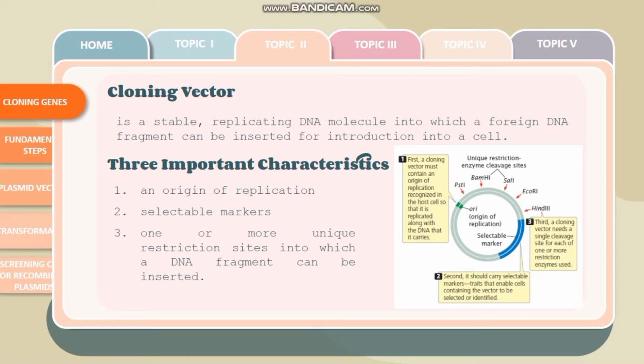So an effective cloning vector has three important characteristics. The first characteristic is an origin of replication, which ensures that the vector is replicated within the cell. The second characteristic is selectable markers, which enable any cells containing the vector to be selected or identified. The third characteristic is one or more unique restriction sites into which a DNA fragment can be inserted. So those are the three important characteristics of an effective cloning vector.